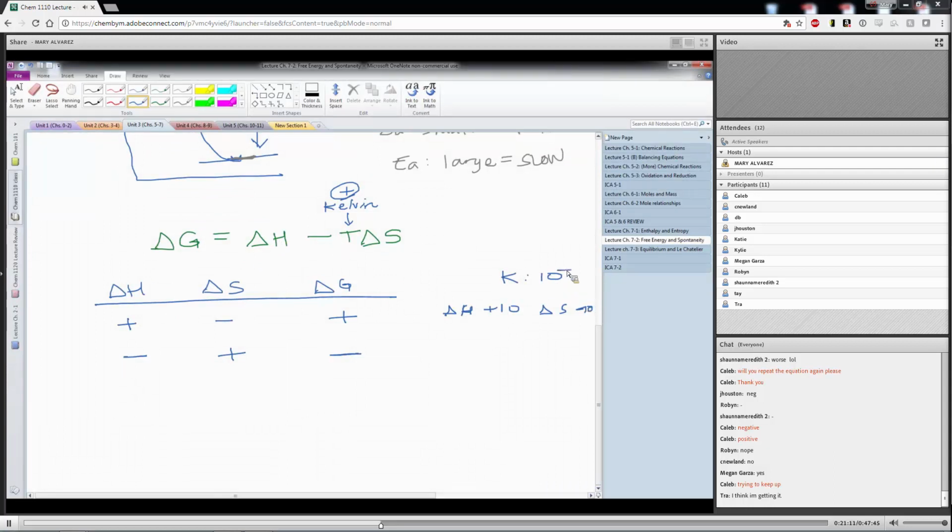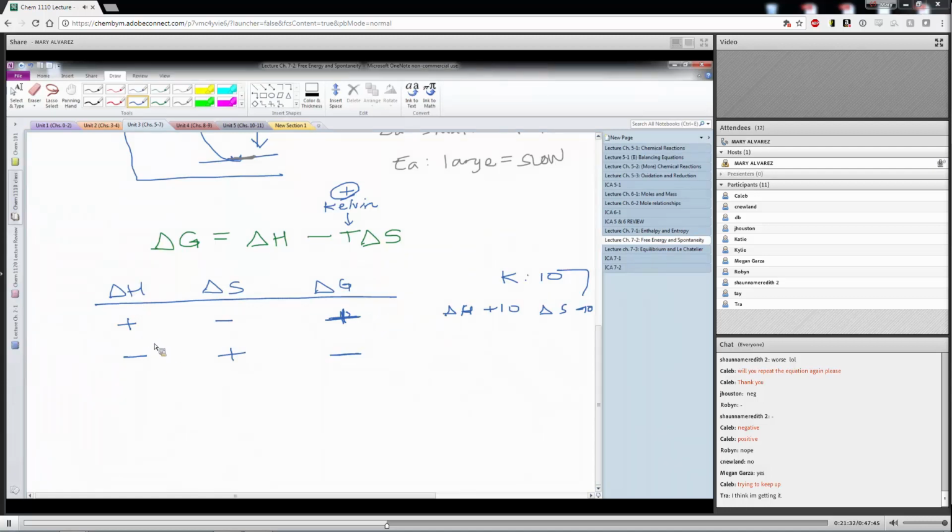Now you guys told me positive times a negative is a negative. That would give me negative 100. So minus a negative 100 is going to become positive 100. So then I'd have 10 plus 100. I'm becoming more positive. So my delta G is going to have to be positive. Okay, this is my logic puzzle.